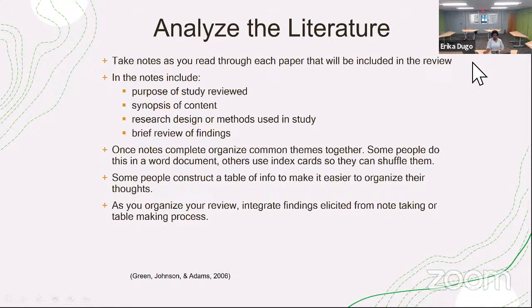So once the notes are complete and you've organized everything into a common theme, those methods that I showed you previously, based on chronological order, author, argumentative stance, things like that, then you can set it up either in a Word document, or you can organize it on index cards, or you may also want to construct a table with that information, okay? So as you're organizing your review, you'll start to integrate those findings from your note-taking or from the tables that you formulate.